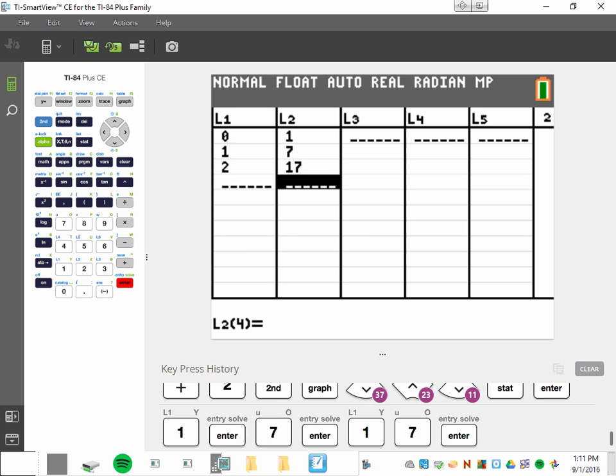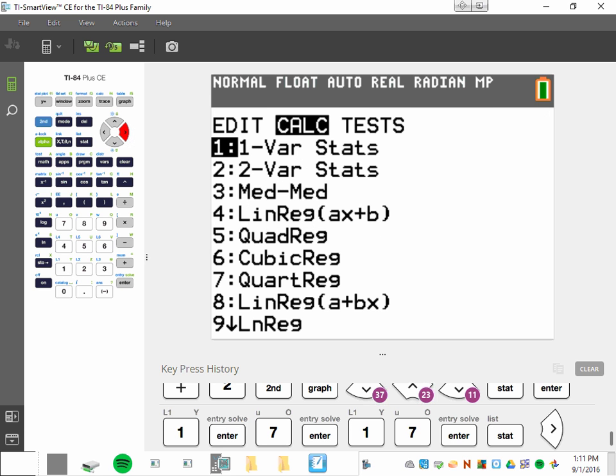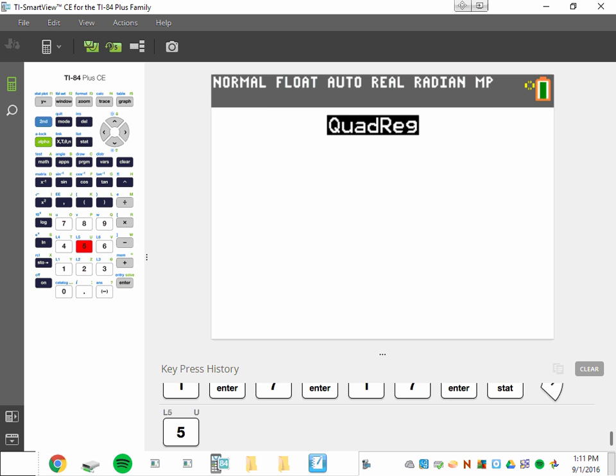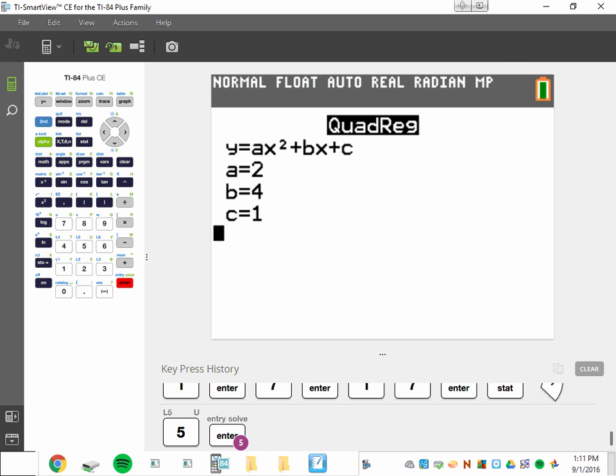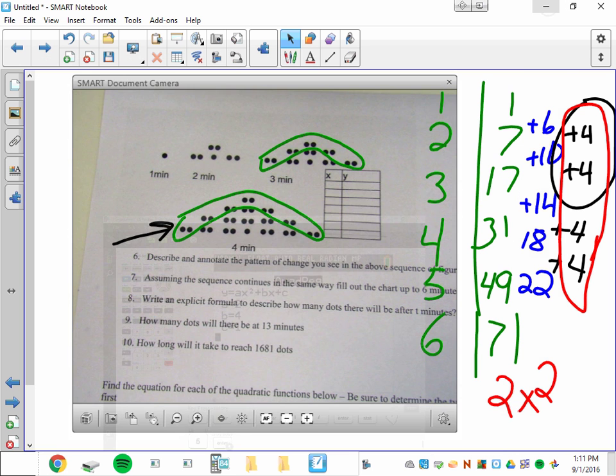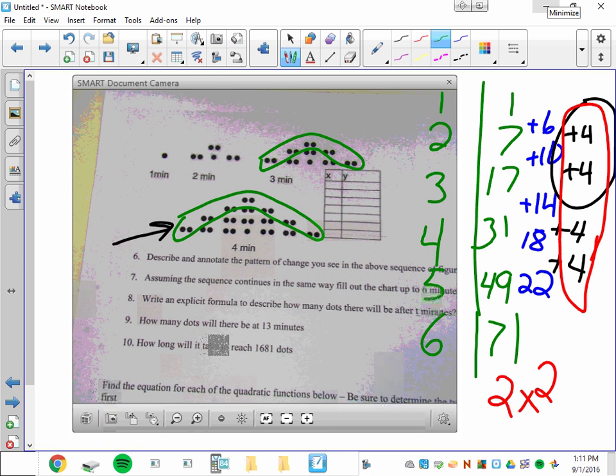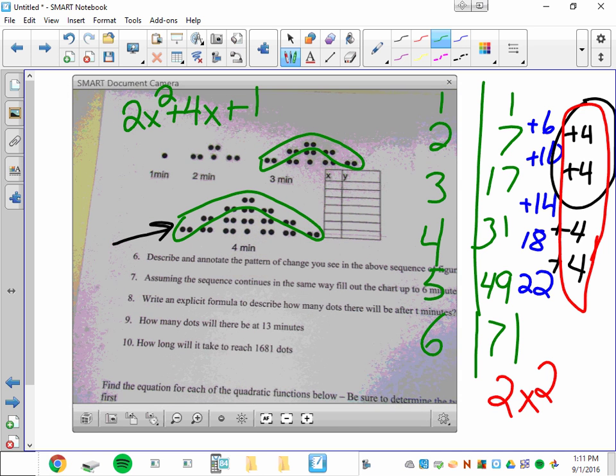And then go back into stat, go to calc. This is a quadratic, so number 5. Go down to calculate. 2x squared plus 4x plus 1. So my equation is 2x squared plus 4x plus 1.